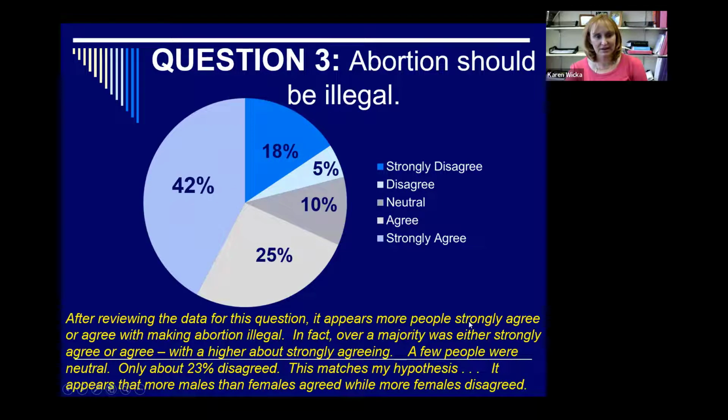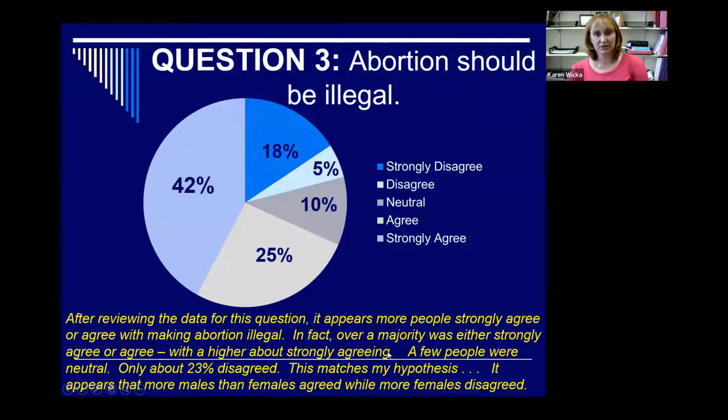After reviewing the data, it appears people strongly agree with making abortion illegal. In fact, over a majority was either agree or strongly agree, with the higher being strongly agree. Few people were neutral. Only about 23 disagreed. This matches my hypothesis because blah, blah, blah. It appears that more males than females agreed while more females disagreed.